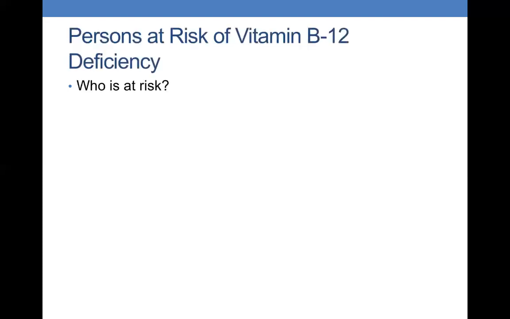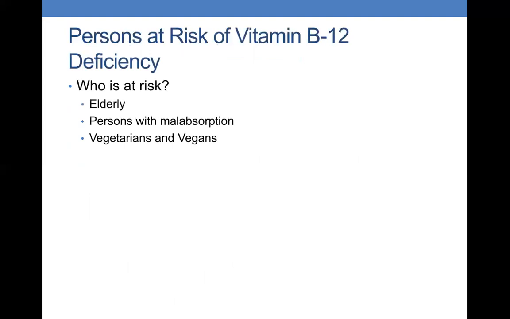So who is at risk of deficiency? Elderly. I just mentioned that. Anybody with malabsorption, vegetarians and vegans if they're not consuming enough, and infants of vegetarian and vegan mamas who are breastfed. Vegetarian and vegan mamas who are breastfeeding their infants need to take caution to make sure that they take a B12 supplement so that B12 can be passed to their baby.